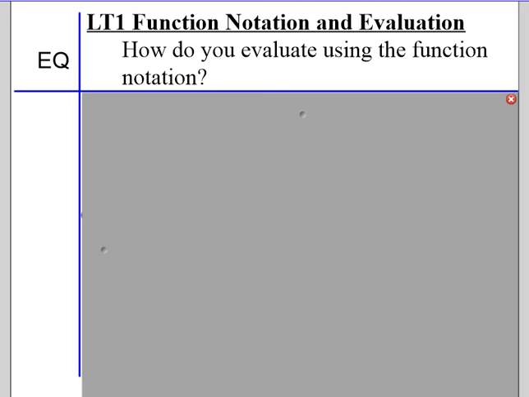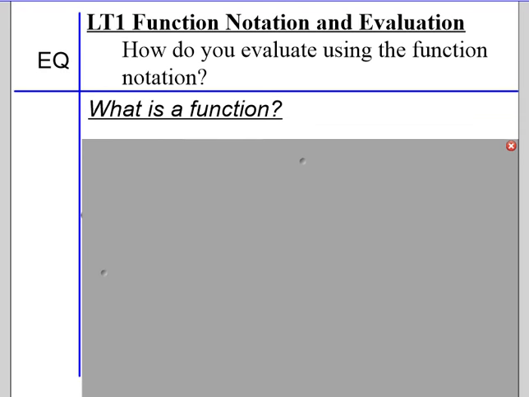This is Unit 1 Linear Functions, and today's video is going to cover our first learning target, function notation and evaluation. The question we hope to answer by the end of this lesson is, how do you evaluate using the function notation? First off, let's remind ourselves what a function is.